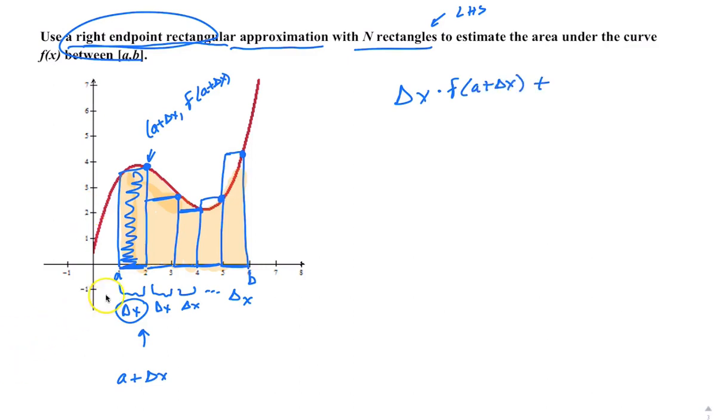So you can do the same thing with the next one, right? My width right there is delta x, that's easy. My height, that point right there, well, you have to find the x value first. Again, that's not necessarily 3. It's a plus delta x, also known as a plus 2 delta x. That makes my y value, plug it into the formula, which we don't have, so we just put f of a plus 2 delta x.